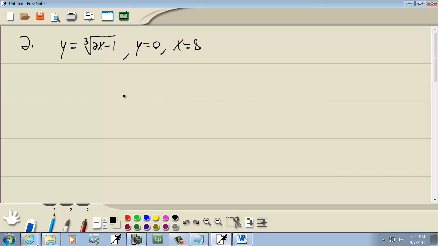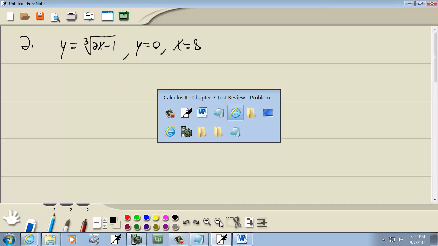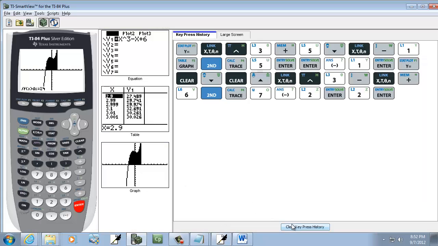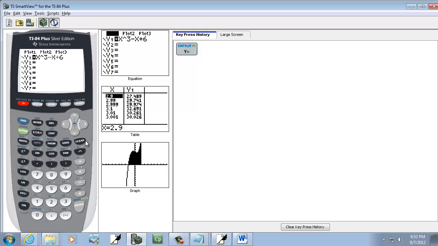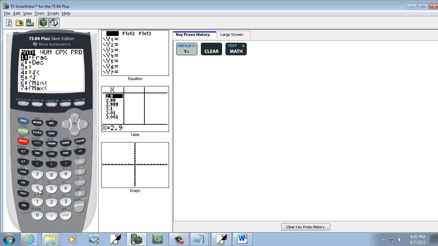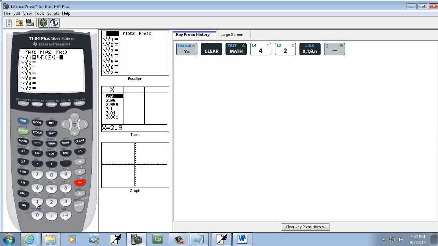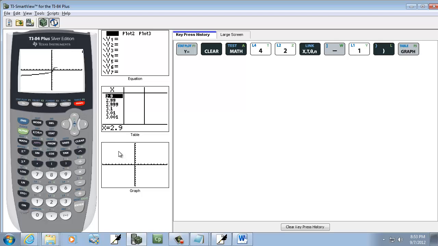Well, let's first get the picture of what we're looking at. So I'll go to my graphing calculator. I press y equals, press clear. It's a cube root, so I go into my math. I'm going to choose my fourth one, so I do 4. And it's 2x minus 1. Close parentheses. You don't have to have closing parentheses at the end. And do graph. Now it looks like this.